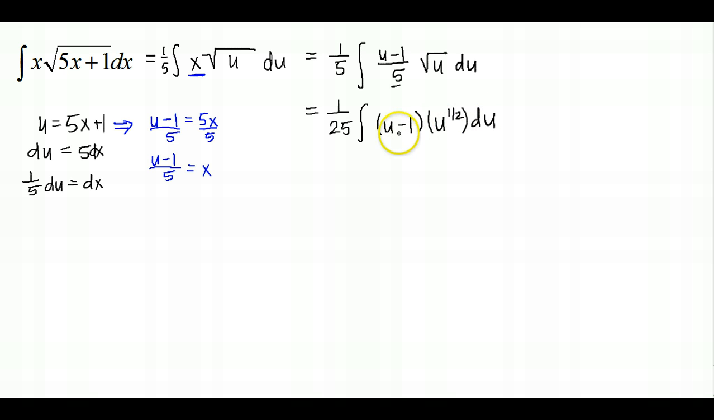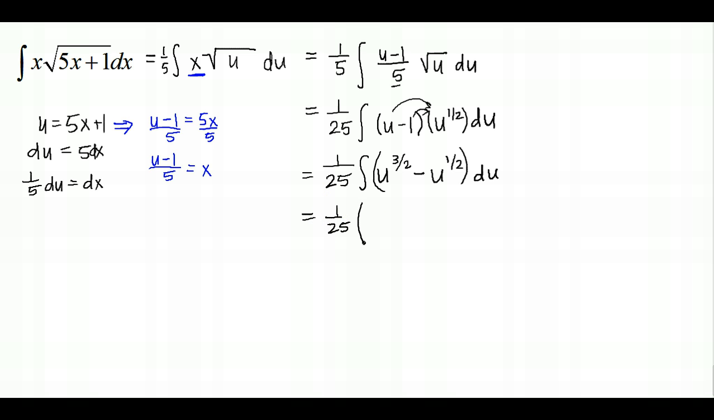So now to solve something like this, I can distribute. So I can solve 1 over 25, the integral of, if I distribute here, I'm going to get u to the 3 over 2. So u times u to the 1/2 is u to the 3 over 2, minus 1 times u to the 1/2 du. And now I can apply the power rule. So I end up with 1 over 25, and u to the 3 over 2 will become u to the 5 over 2 times 2 over 5, minus u to the 1/2 will be u to the 3/2 times 2/3. And then I have to remember the constant.